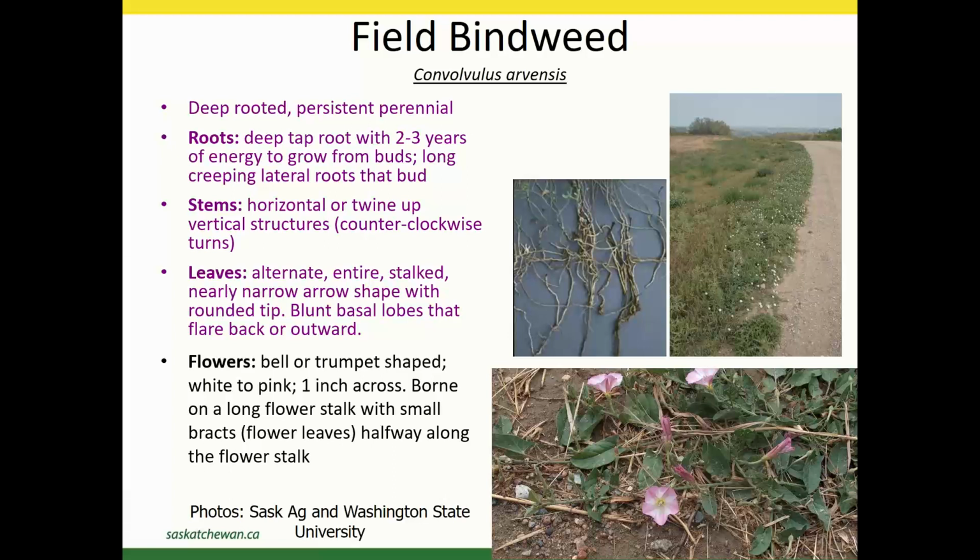So the ones on field bindweed are borne on a long flower stalk, and they're right equidistant between the top and bottom of that stalk that the flower is borne on. There'll be a small pair of leaves along that stalk, and that's something that hedge bindweed does not have. So that's another way to distinguish between the two.